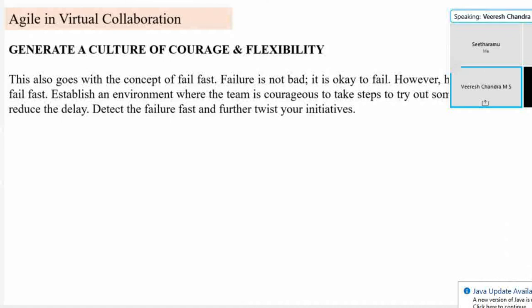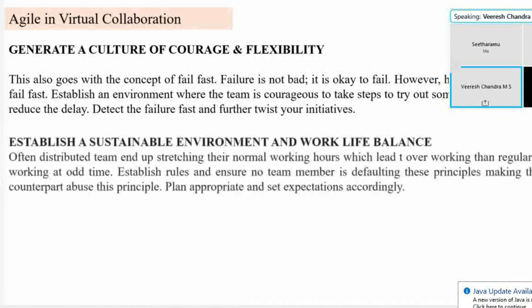See, when we are afraid of trying something new, nothing can be done, no innovation will be done, right? So the idea is to reduce the delay. When you fail, you should fail fast, otherwise there will be delay. Detect the failure fast and further twist your initiatives. Go back to the initial stage and twist your initiatives.